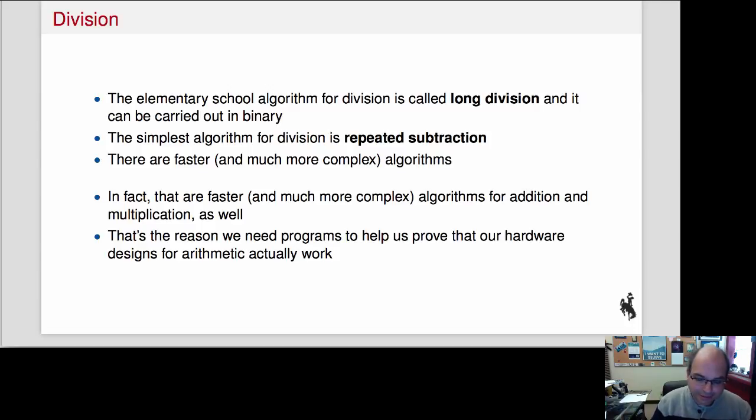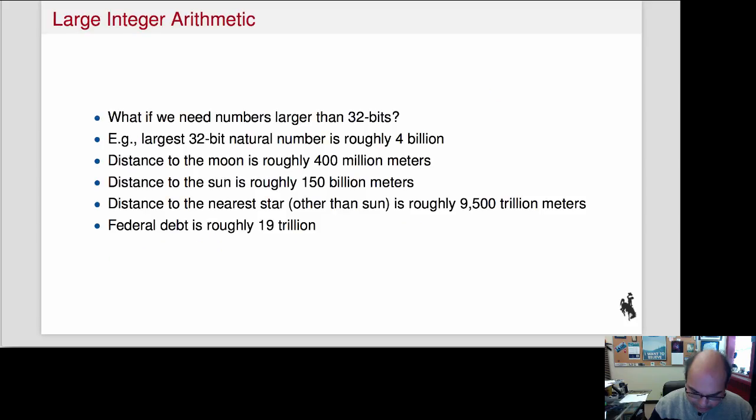For multiplication, there's a really good algorithm, but it's actually based on the fast Fourier transform. So we need to verify that those algorithms work, that our chip works correctly. And that's really hard, and that's why we have to use proofs. Those proofs are so complicated that we want tools that will help us discover them.